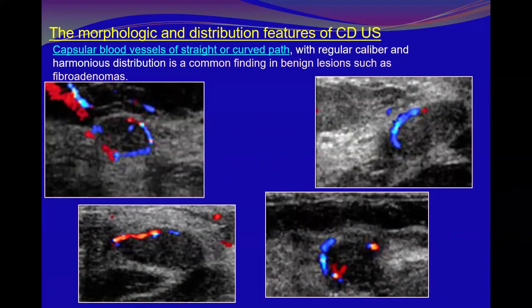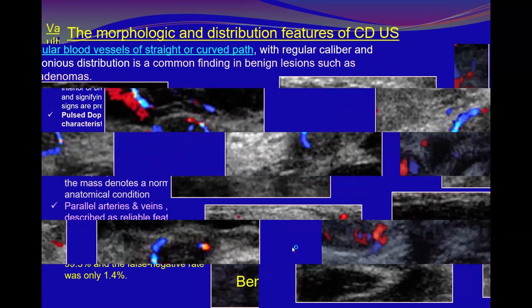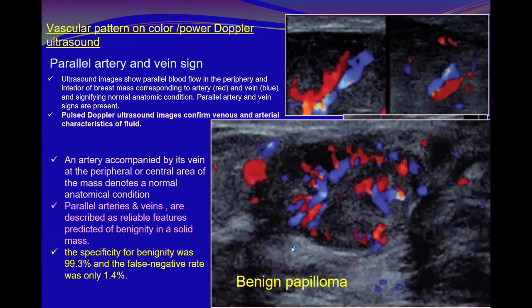Again, these are various examples of capsular vessels. We can see them in fibroadenomas. These are different examples. And there is another pattern when we see the parallel artery and vein signs.